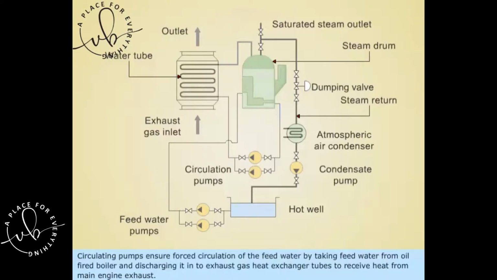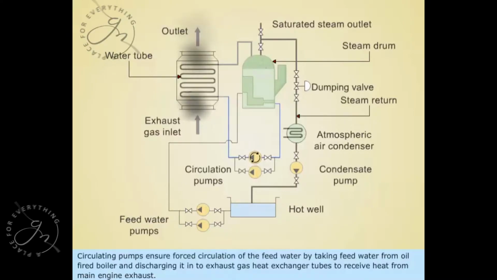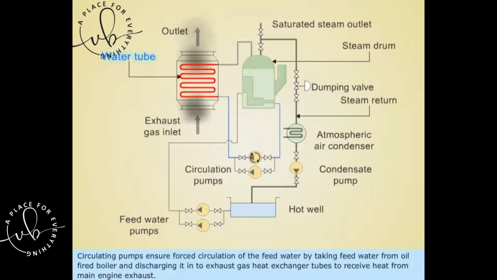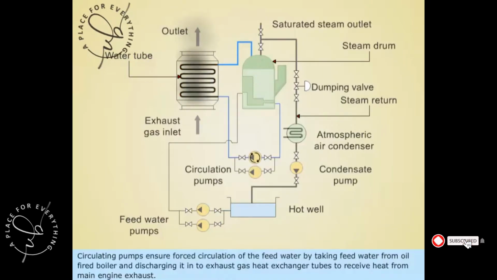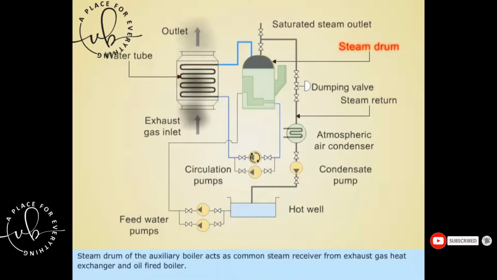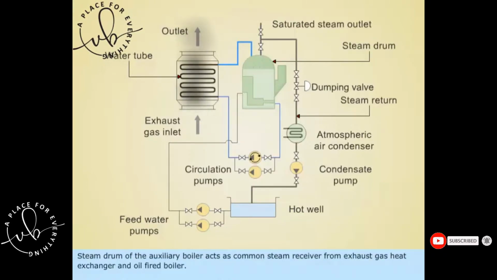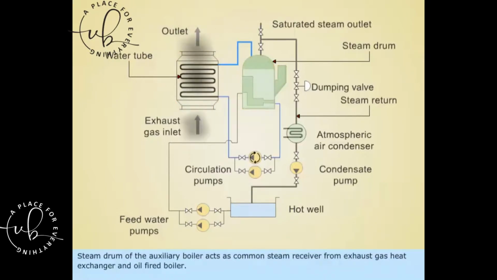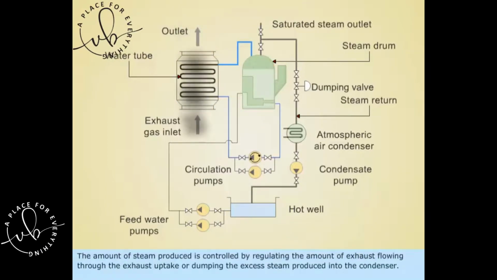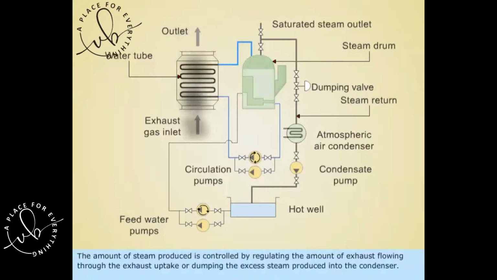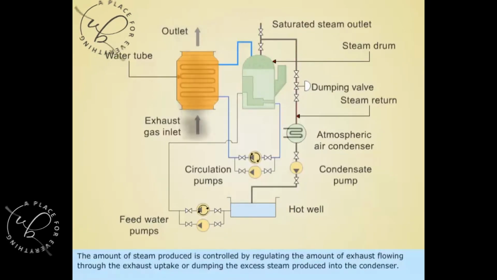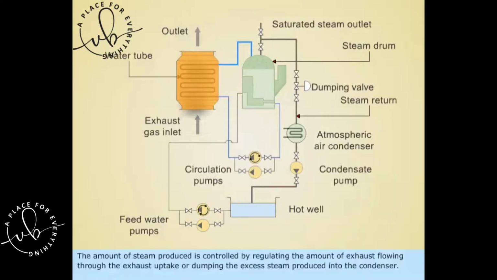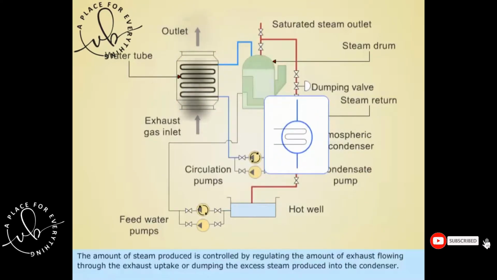Circulating pumps ensure forced circulation of the feed water by taking feed water from the oil-fired boiler and discharging it into exhaust gas heat exchanger tubes to receive heat from the main engine exhaust. The steam drum of the auxiliary boiler acts as a common steam receiver from the exhaust gas heat exchanger and oil-fired boiler. The amount of steam produced is controlled by regulating the amount of exhaust flowing through the exhaust uptake, or dumping the excess steam produced into the condenser.